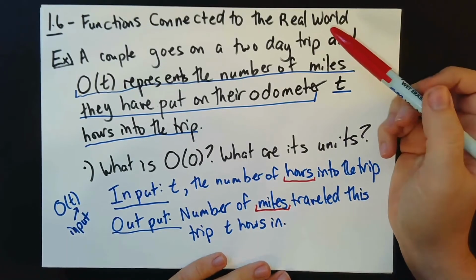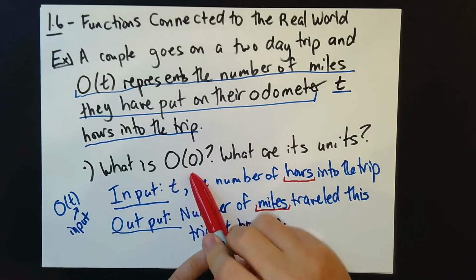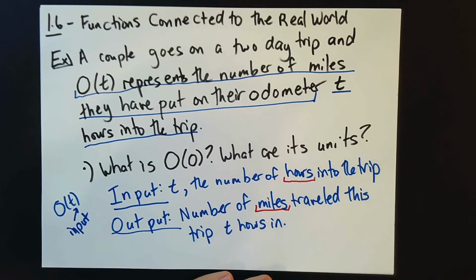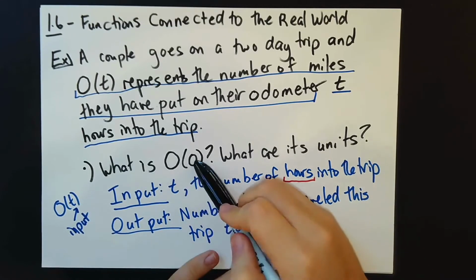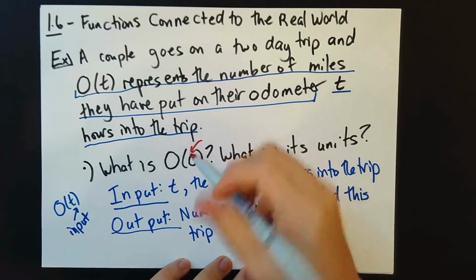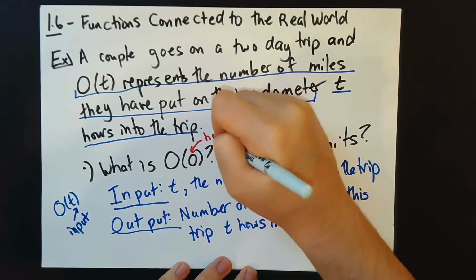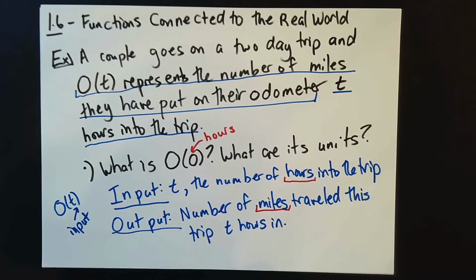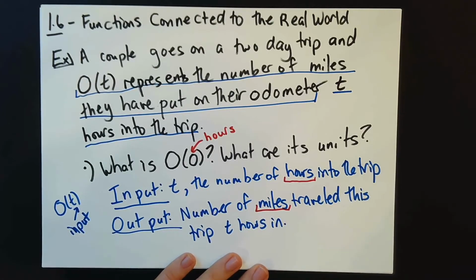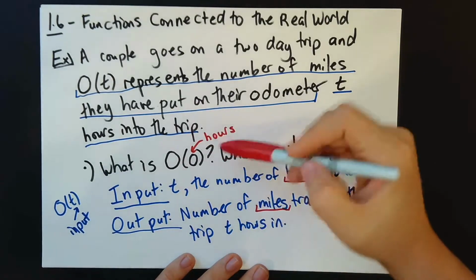Now, the first question we're asked here is, what is O of 0? And then what are the units of it? So let's first answer, what is O of 0? Well, this 0, first of all, what are the units on this 0? Well, this 0 is an input, so its units are hours. And if I read down here, this is asking about something 0 hours into the trip. Namely, it's asking what's the total number of miles that the couple has traveled 0 hours into the trip.